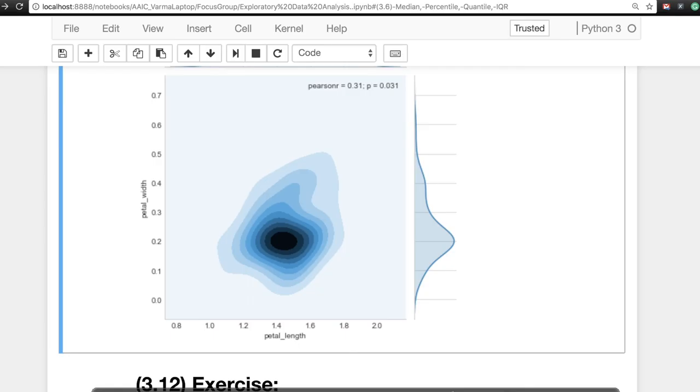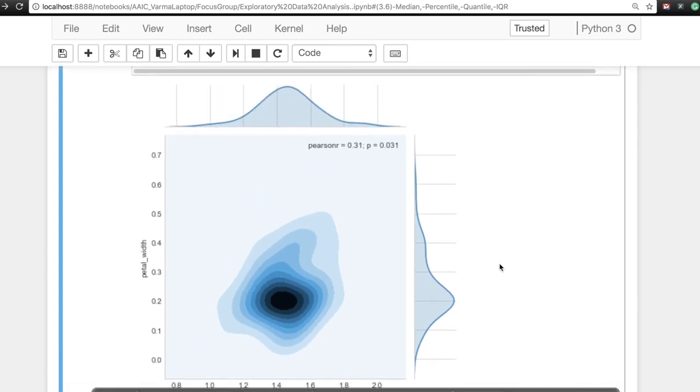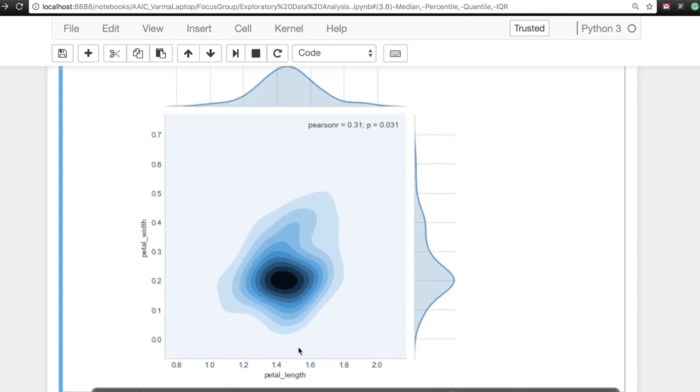Having said that, I also wanted to explain to you that these are useful. Let's look at what we understand from here. What we understand is there are a lot of points with petal length in this region as well as petal width in this region, right? Which is super useful if you think about it, because most of my petal lengths are here and most of my petal widths are also in this region. So it's able to give us a sense of density in a two-dimensional space.